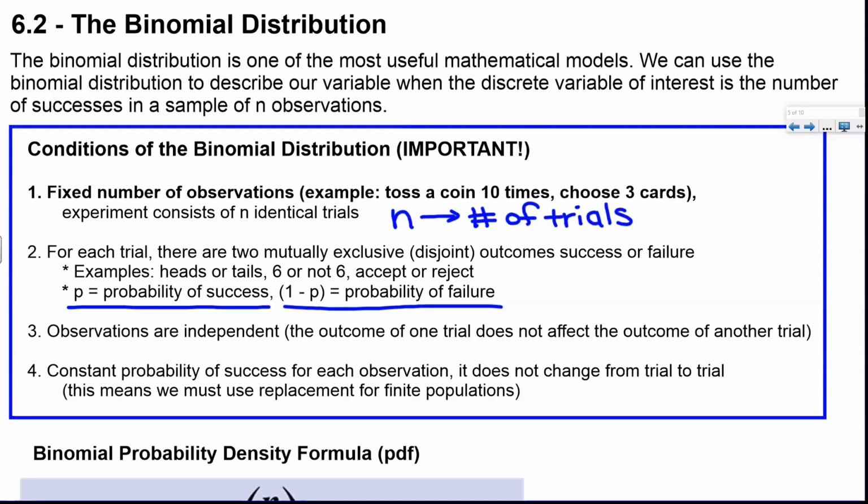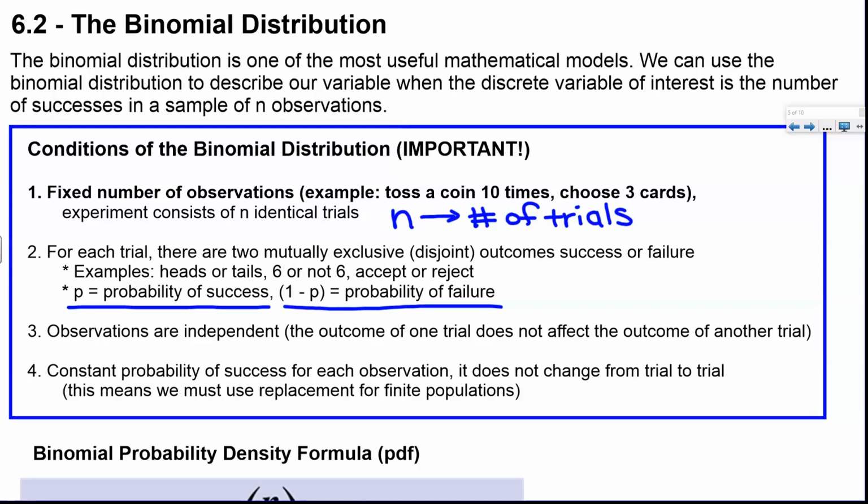So 3 and 4 are kind of similar, but basically you just want to make sure that every trial you do, your probability is staying the same and it's not based on what happened before, that nothing is affecting that probability.